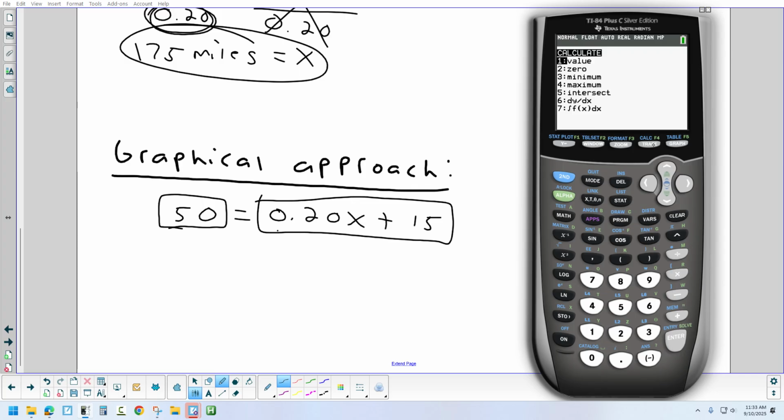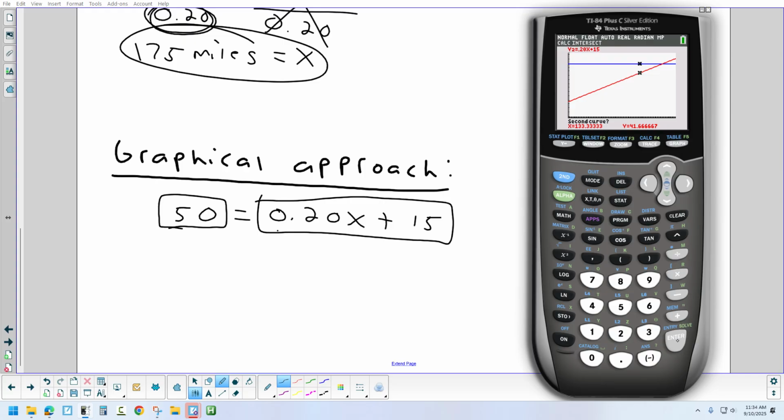Which option do you think is going to help me find what I'm looking for here? Yep, option 5, so you can just press 5. And then what it's going to do is ask you 3 different questions. First question is first curve. You basically have to pick a point anywhere along the first thing that you're trying to find the intersection for. Doesn't matter where. We're just identifying the blue one. And you hit enter. Now the calculator knows, okay, use the blue one.